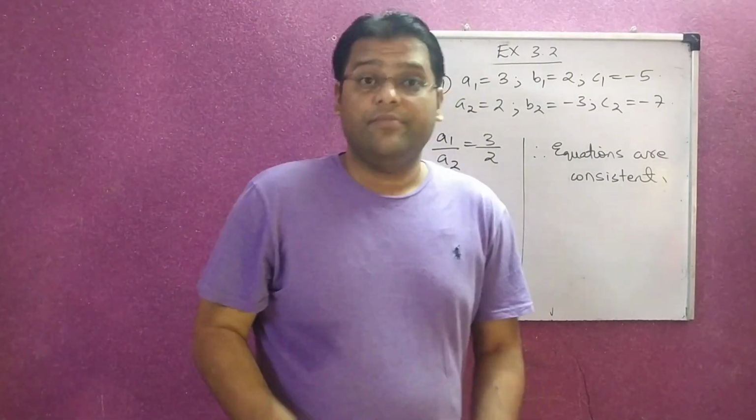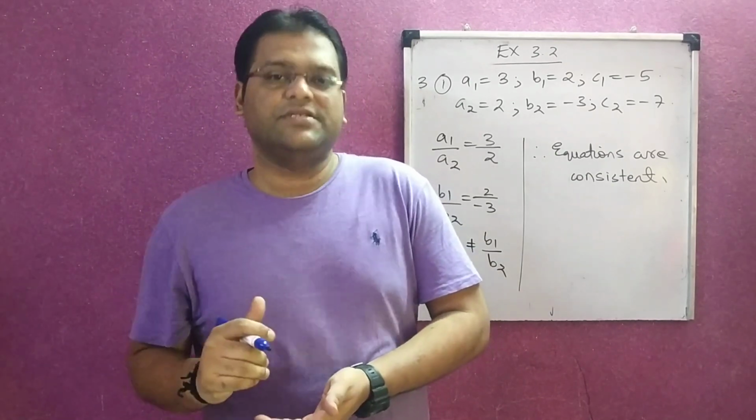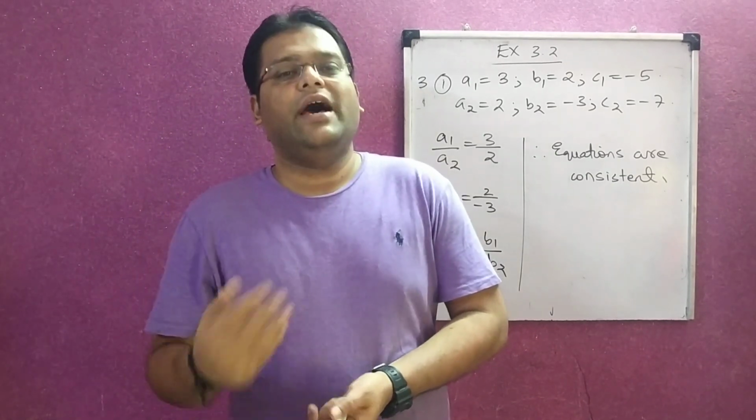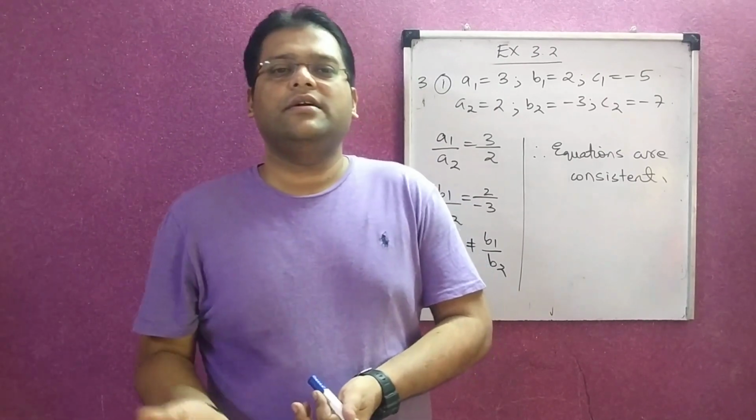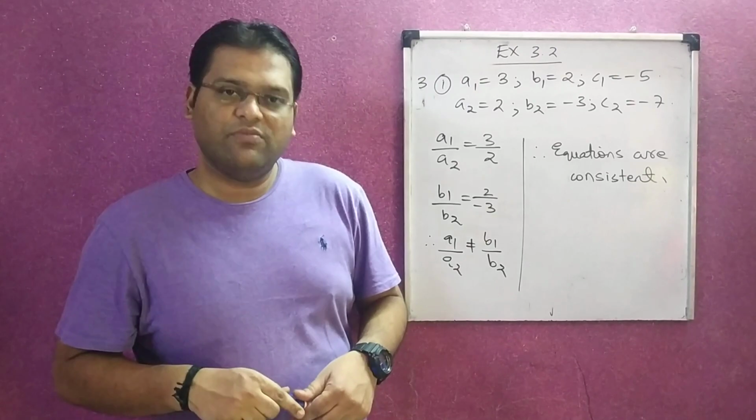Right? We remember this, please all of you, that equations will be consistent or inconsistent. Right? Lines will be intersecting, parallel or coincident. Right? So please take down this much and then we can proceed to question 2.